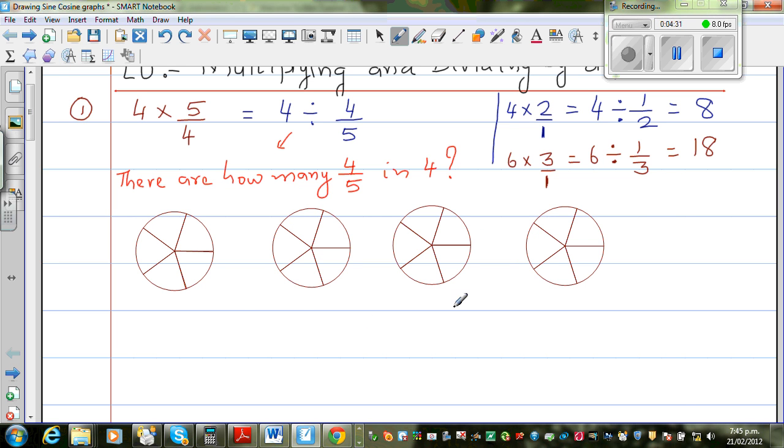That's your problem. Imagine these are 4 pies, and I've divided this into fifths. So this is 1 fifth, 2 fifths, 3 fifths, so there are 5 fifths. My question is, how many 4 fifths are there in 4? If I move this, this is 4 fifths, second lot of 4 fifths, third lot of 4 fifths, fourth lot of 4 fifths. So there are 5 lots of 4 fifths.